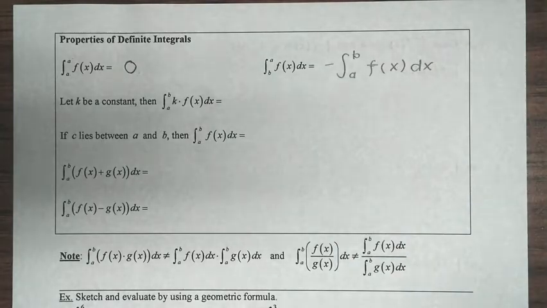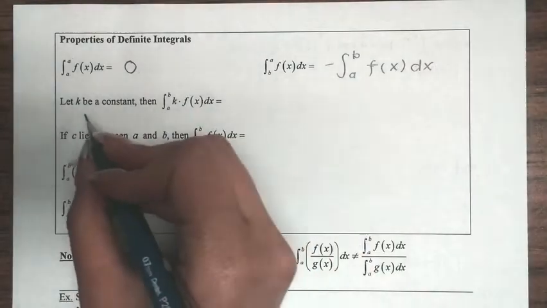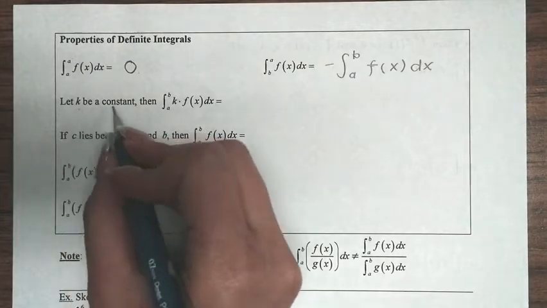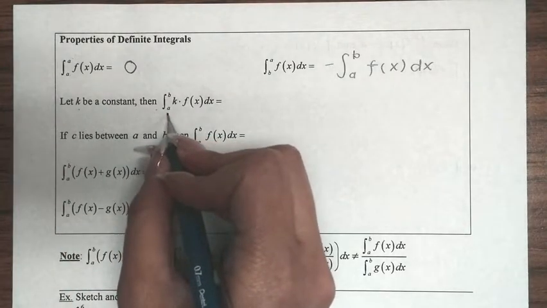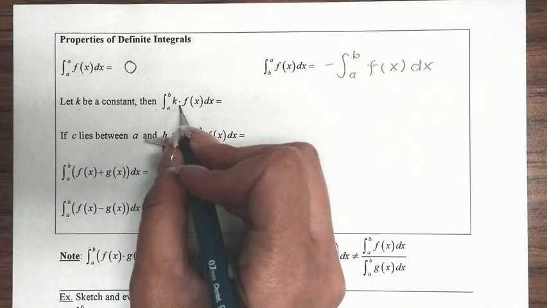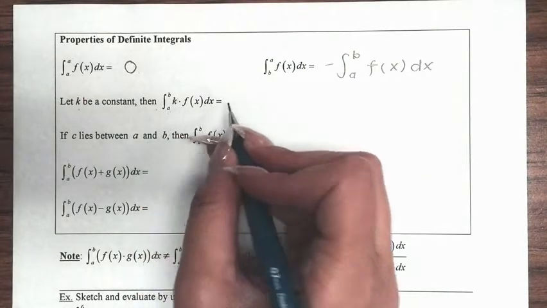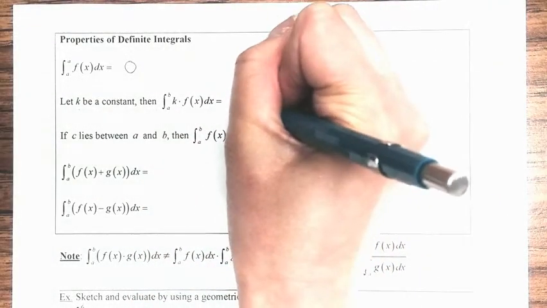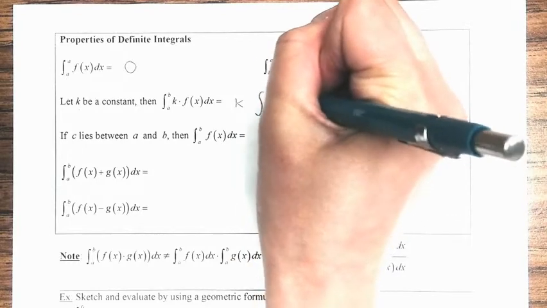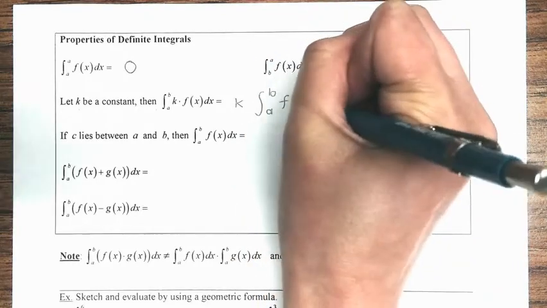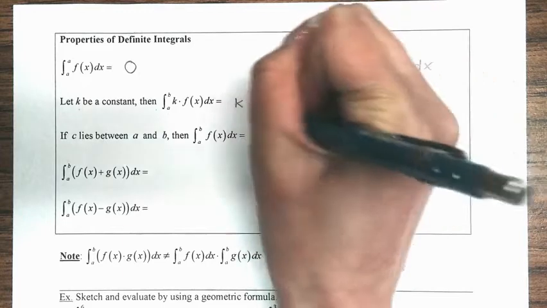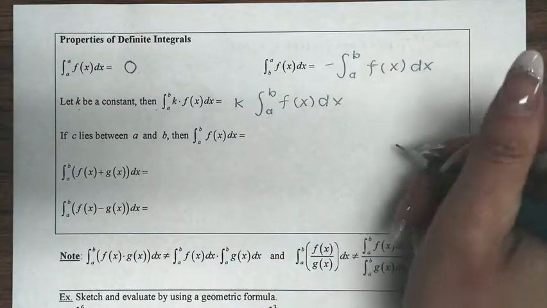Similarly, with functions, if k is a constant, then the integral from a to b of k times f of x dx is going to be equal to k times the integral from a to b of f of x dx. Please note that the k must be a constant.